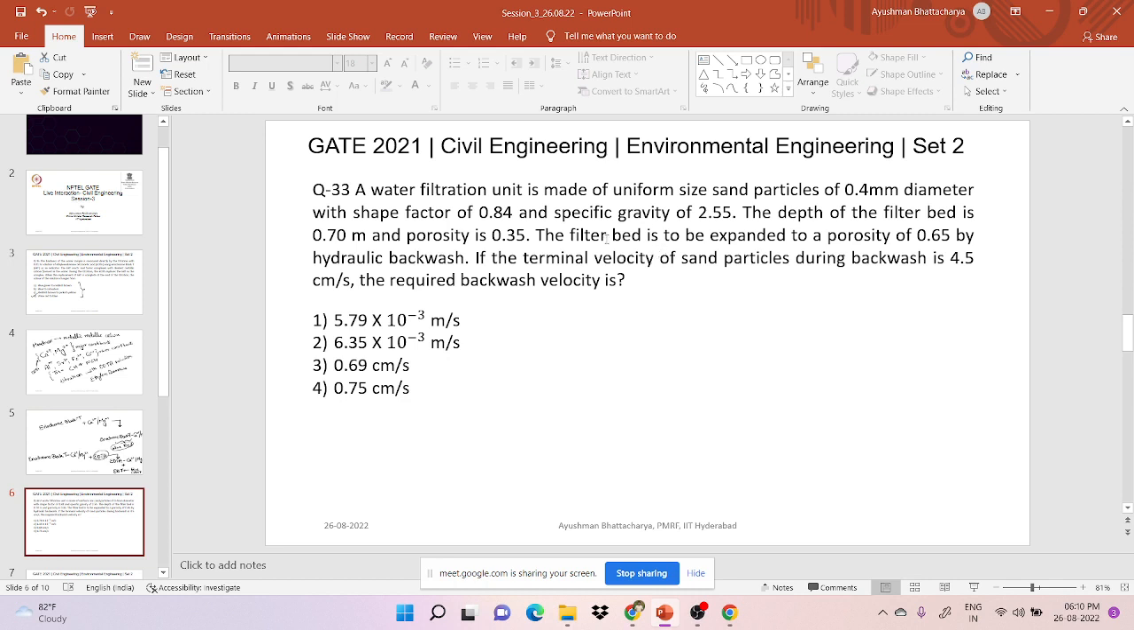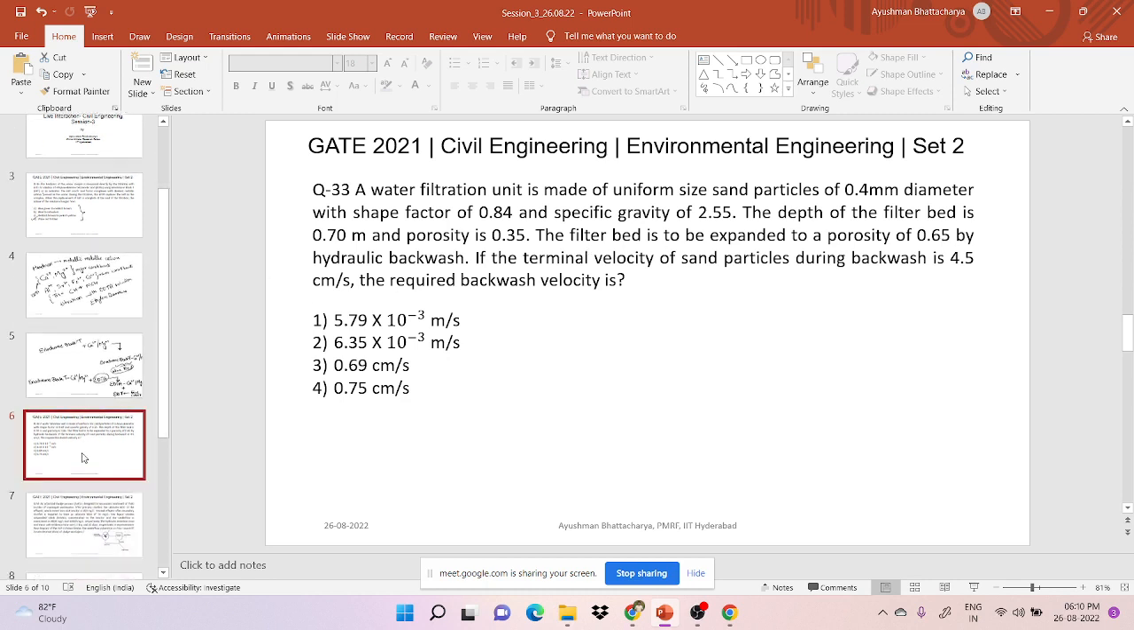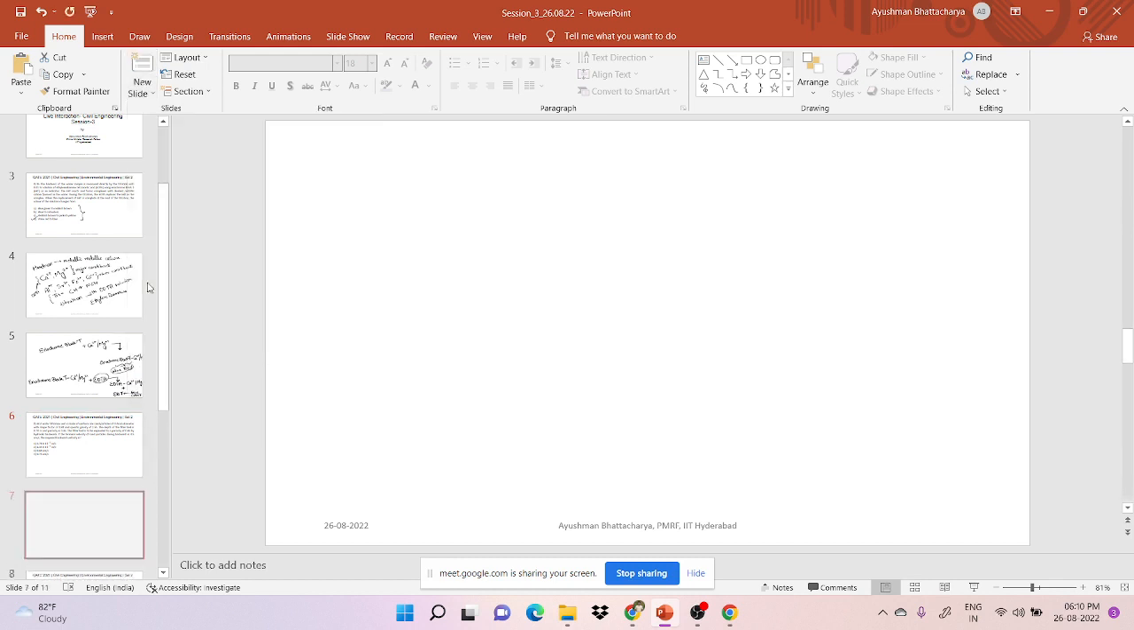Now, the approach should be like this: they have talked regarding the expanded bed. The filter bed is to be expanded to a porosity of 0.65 by hydraulic backwash. So in this we know when it is an expanded bed, the porosity of the expanded bed is equal to backwash velocity divided by terminal velocity, raised to the power 0.22. This is the expression.